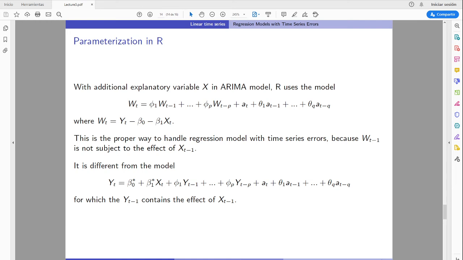It's actually this x sub t, so you have an image of it on the graphs, where y is one variable and x is the other axis. So there's no dependence on that, and thus W sub t minus 1 is not subject to any effect from this variable. However, let's not mix it with this one, because in this one y sub t minus 1 contains the effect of x sub t minus 1.